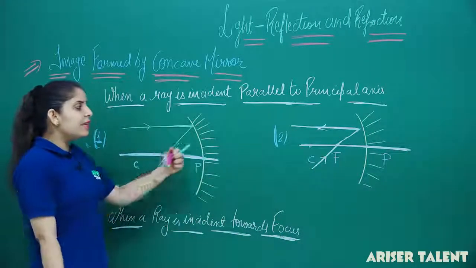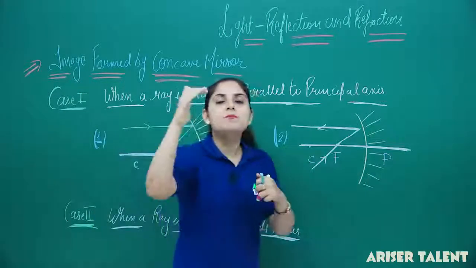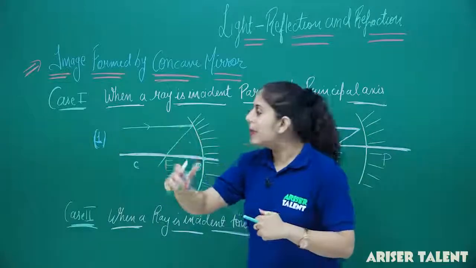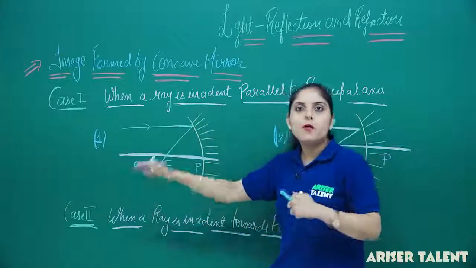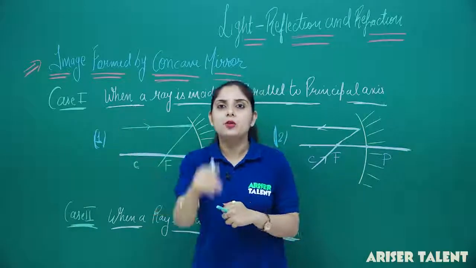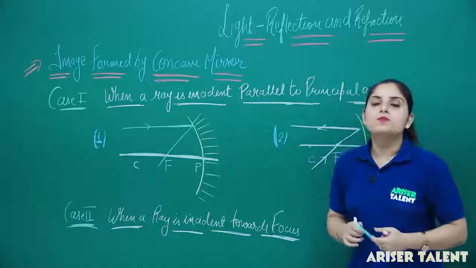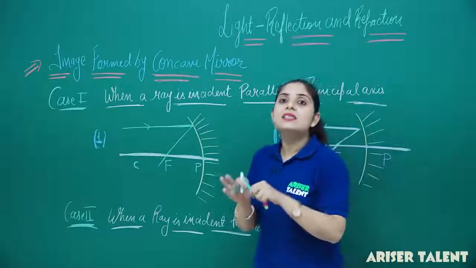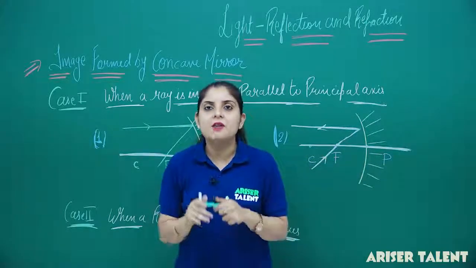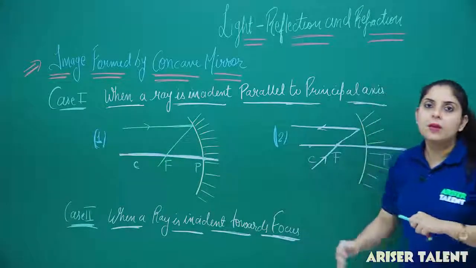So you can see that these 2 cases are just opposite to each other. It means when a ray is coming parallel to the principal axis, it will deviate towards focus, and if it is going towards focus, it will follow the path parallel to the principal axis. So these are 2 just opposite cases we have. Now, if the ray is incident on the center of curvature, what will happen? But before that, just copy both these diagrams from here.